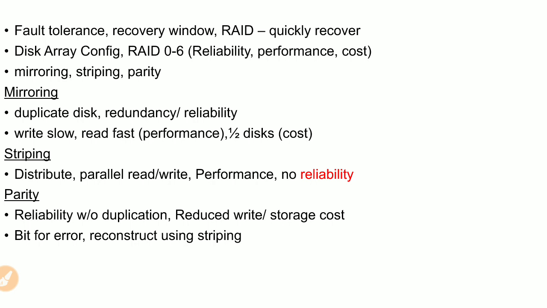So actually it is a bit for error detection, and in some cases you can also reconstruct the data in case of a failure of a drive. So if a drive is using parity in combination with striping, in case of a failure of that drive, you can reconstruct its data using its parity information, which is distributed or striped across other drives, and also its other data which is striped across other drives.